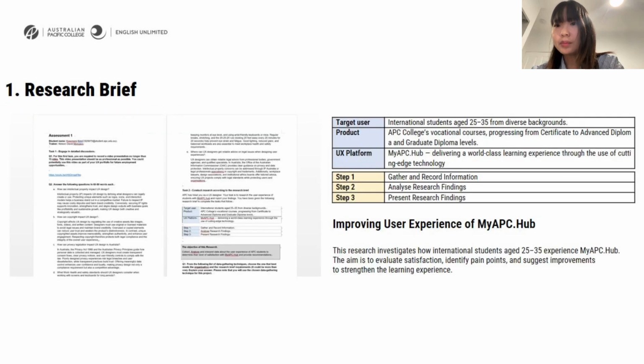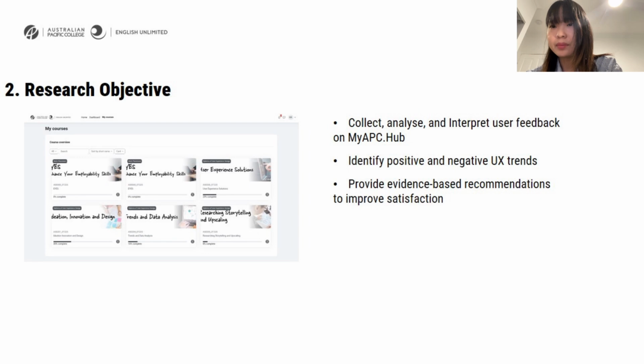The research focused on international students aged 25 to 35 who actively used My APC Hub. The aim was to evaluate overall satisfaction, highlight common pain points, and suggest improvements that could make the learning experience smoother and more enjoyable. There were three objectives.